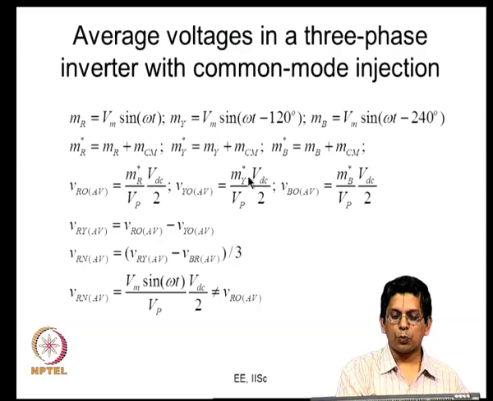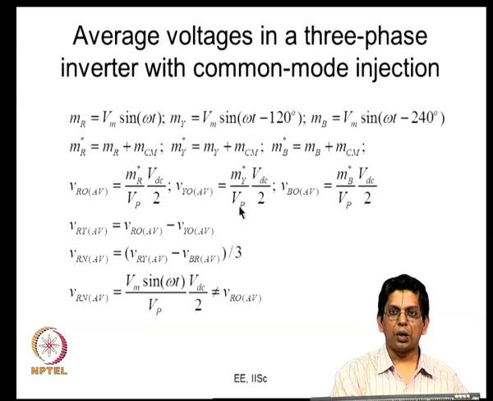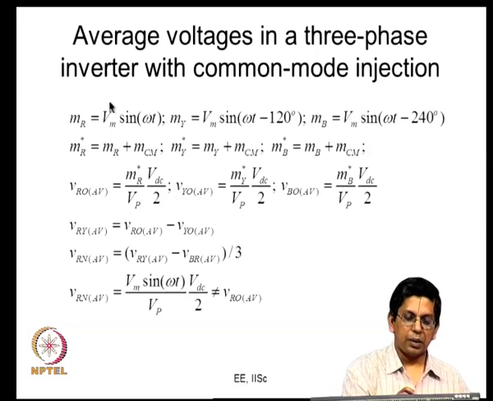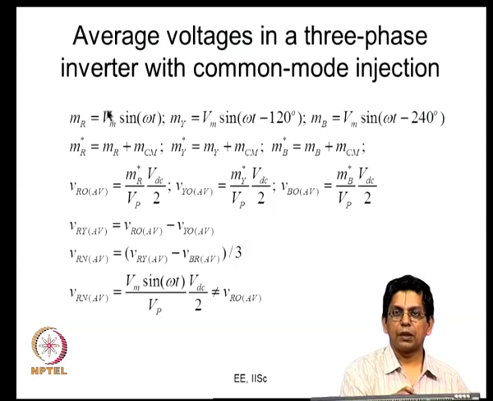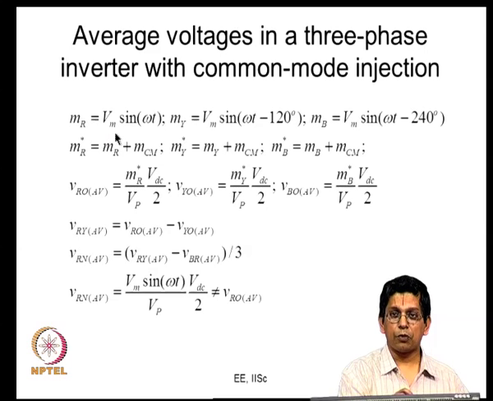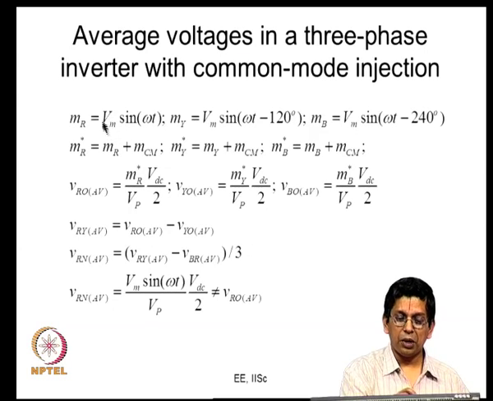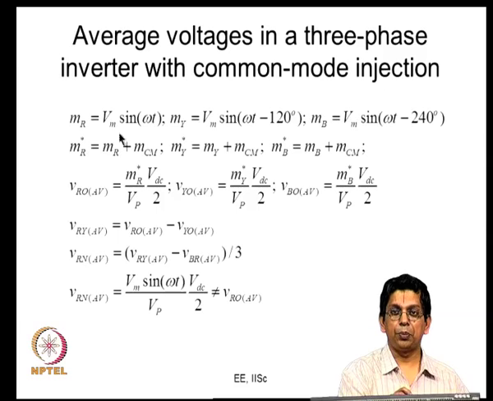The same way, this is MY star by VP into VDC by 2. So, as we have seen before, the advantage is that Vm can actually go higher, Vm can go up to 2 by root 3 times Vp. Normally Vm has to be restricted to Vp for sine triangle PWM. If you are adding an appropriate kind of common mode, then it is possible that Vm can be as high as 2 by root 3 times Vp, that is 1.15 times Vp.